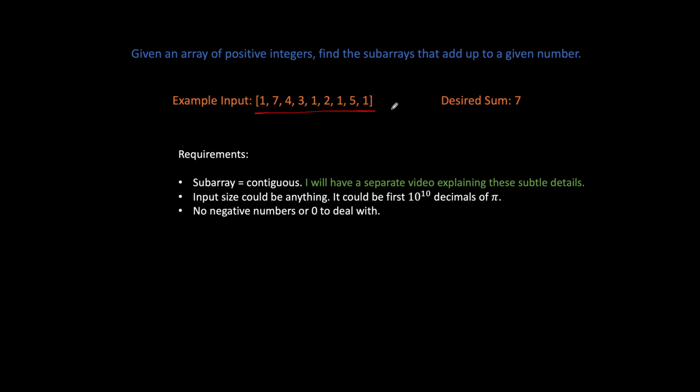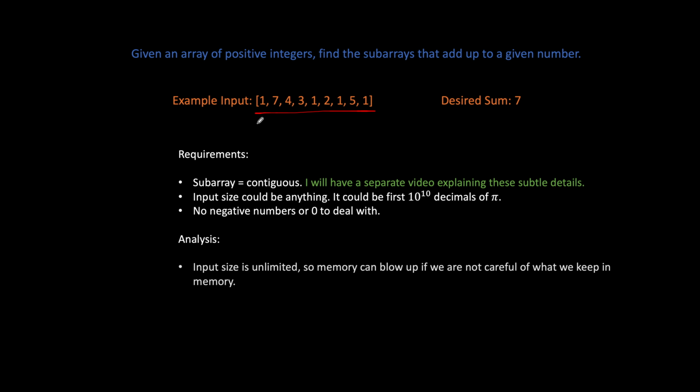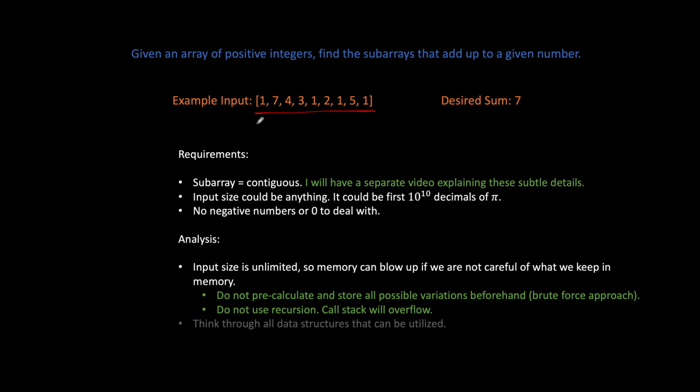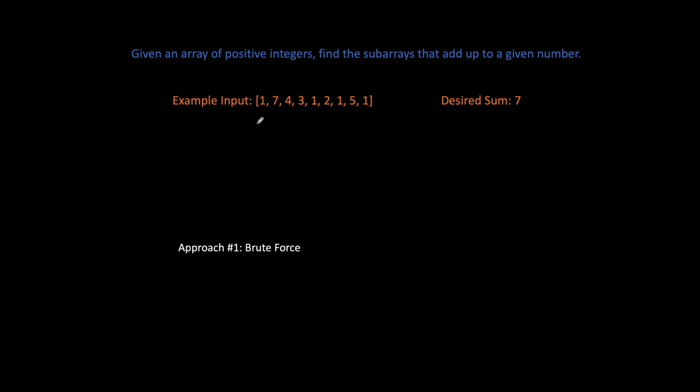No negative numbers or zero to deal with. It is hard to deal with negative numbers and zeros with a dynamically sized sliding window. You're going to see why that is the case in the next question. But for now, let's continue with our analysis. The input size is unlimited again, so we have to be careful. And yet again, we cannot store all possible variations of all possible subarrays in memory, and we cannot use recursion. And as always, I would like to repeat that you should think about all the data structures before jumping into coding. So let's implement the brute force approach.